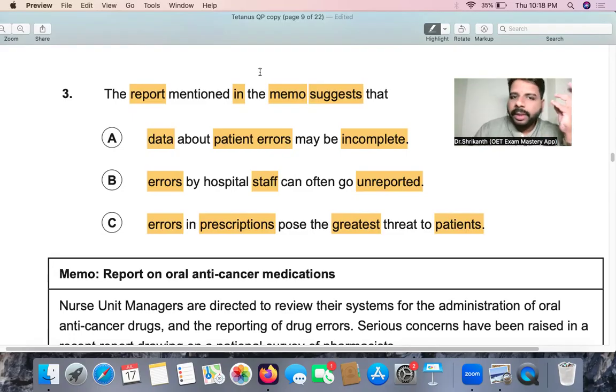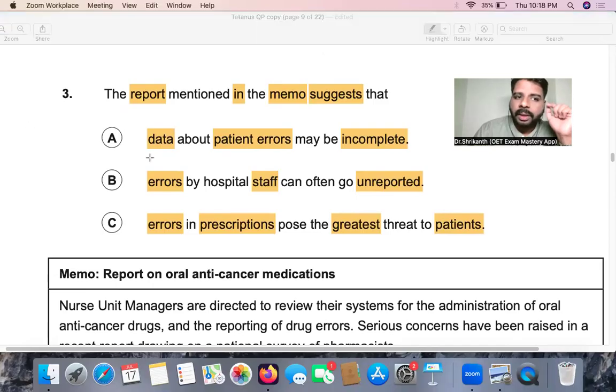Right. Now, keyword analysis we have done. Now, what we have to do? The verb analysis. Why is verb analysis important? The verb analysis is important to eliminate the incorrect answer options. So, what is the verb over here? Verb means any kind of action, movement. Data about patient errors may be incomplete. What is the action over here? The focal point is that it is incomplete. That is the suggestion over here, so you have to just focus on that one single word. Data about patient errors may be incomplete.